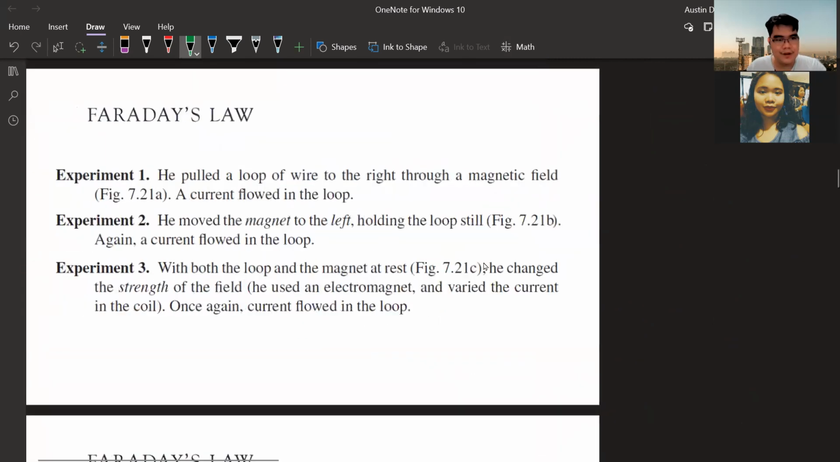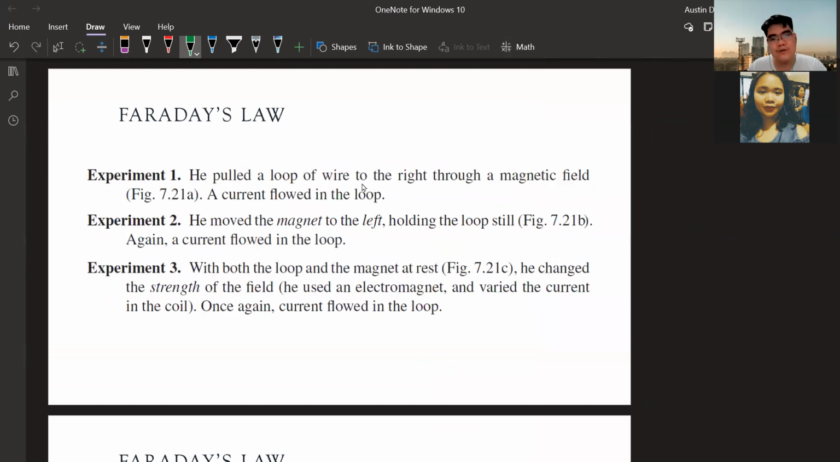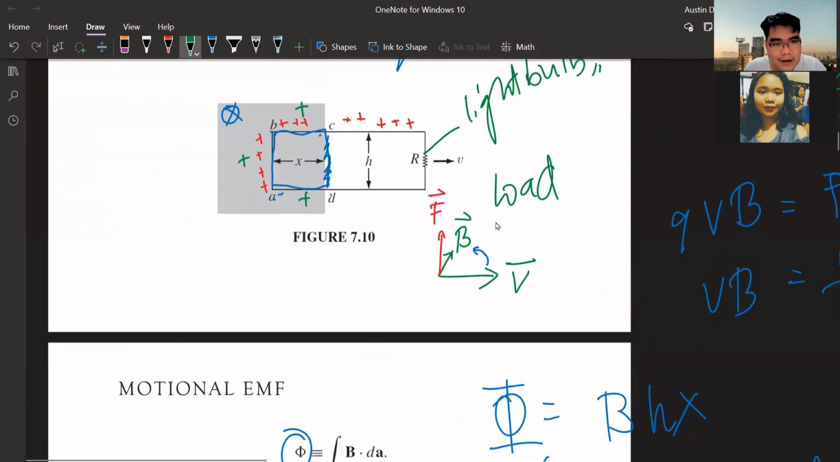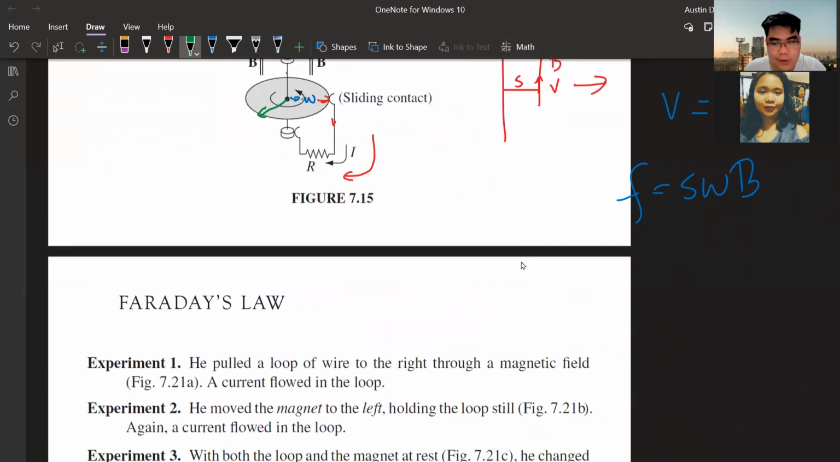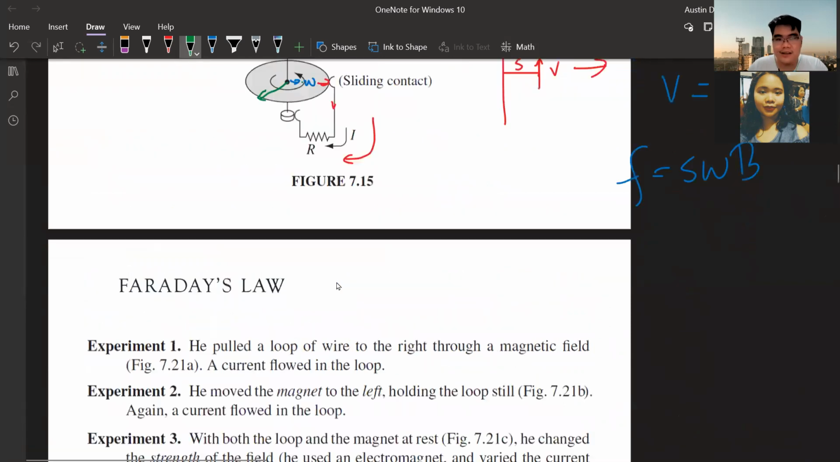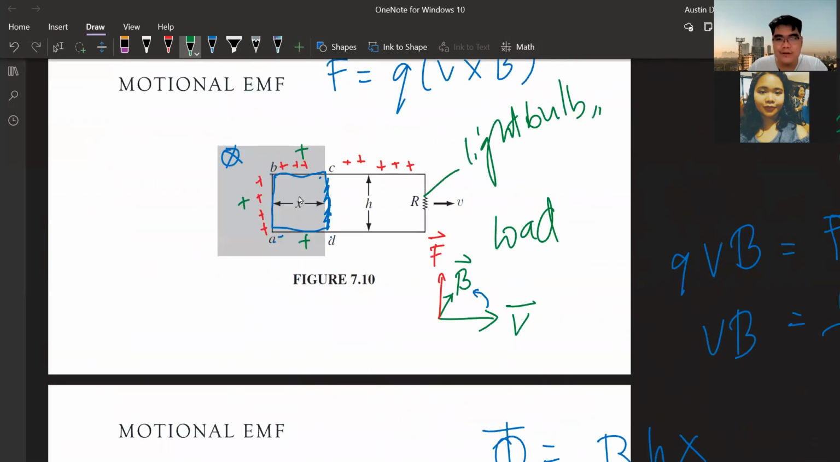Okay? So, experiment 1. He pulled a loop of wire to the right through a magnetic field. Okay, and a current flowed in the loop. Okay, so ito yung tinignan natin kanina. May loop ka daw, hinatak mo away from the magnetic field or through a magnetic field. So that's experiment 1. Now, experiment 2, ginawa niya. Okay. He moved the magnet to the left, holding the loop still. Again, mayroon kang current. So, reverse nung system natin. Naka-steady si loop, then inusog mo yung magnetic field. Okay?